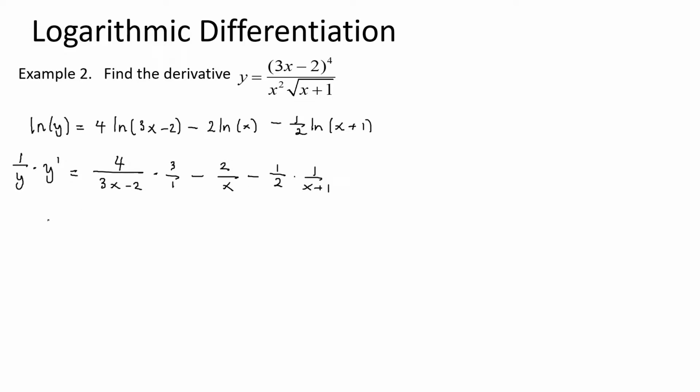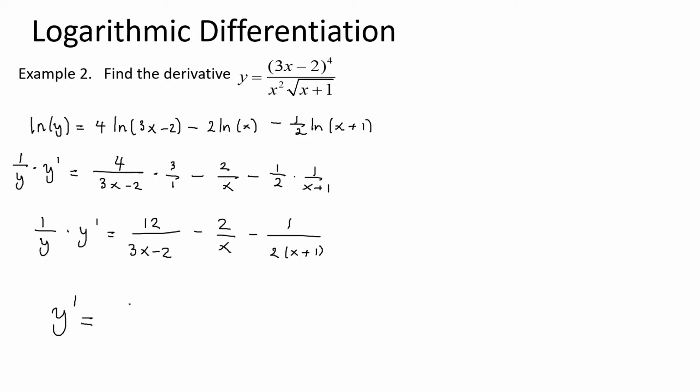If you simplify this equation, you get 1 over y times y prime equals 12 over 3x minus 2, minus 2 over x, minus 1 over 2 times x plus 1. Again, a lot of students tend to distribute this in. My suggestion is do not distribute your original equation of ln, such as x plus 1, x, and 3x minus 2, because you will simplify by dividing or multiplying in the next step. We're going to try to multiply y to the other side.